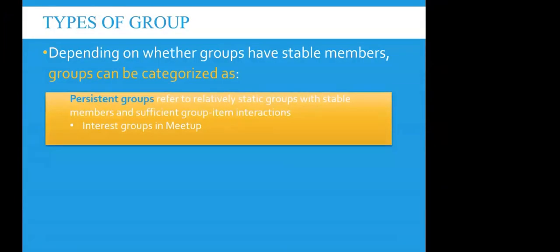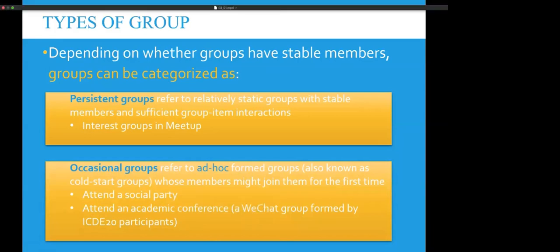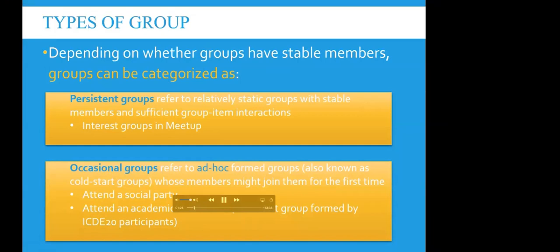Depending on whether groups have stable members, groups can be characterized as persistent groups and occasional groups. Persistent groups refer to relatively static groups with stable members and sufficient group-item interactions. Occasional groups often refer to ad hoc formed groups whose members might join them for the first time, such as groups established for users who attend a social party. As occasional group is more general and realistic, we focus on developing recommender systems for occasional groups in this work.